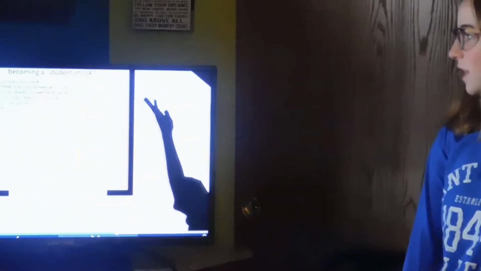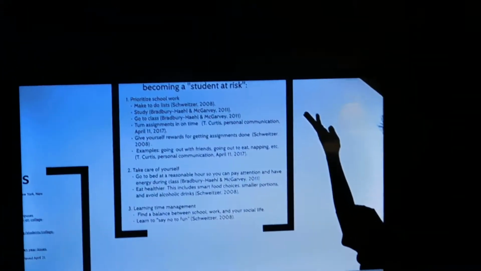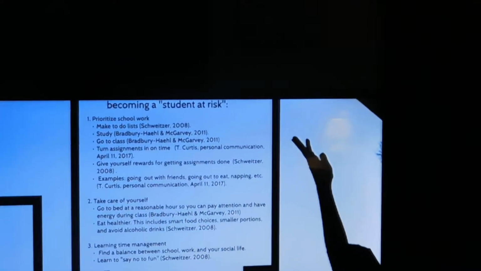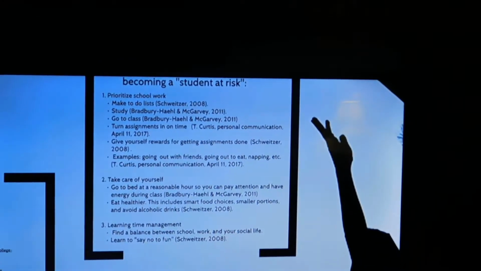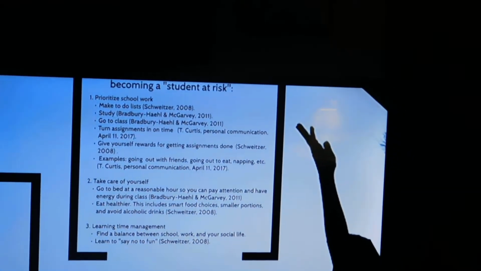Now that you know all the ways that you can become a student at risk, here are 6 ways that you can avoid being a student at risk. You can prioritize schoolwork. You can do this by making to-do lists, studying, going to class, turning in assignments on time, and giving yourself rewards for getting assignments done. Examples of this would be going out with friends, going out to eat, napping, etc.